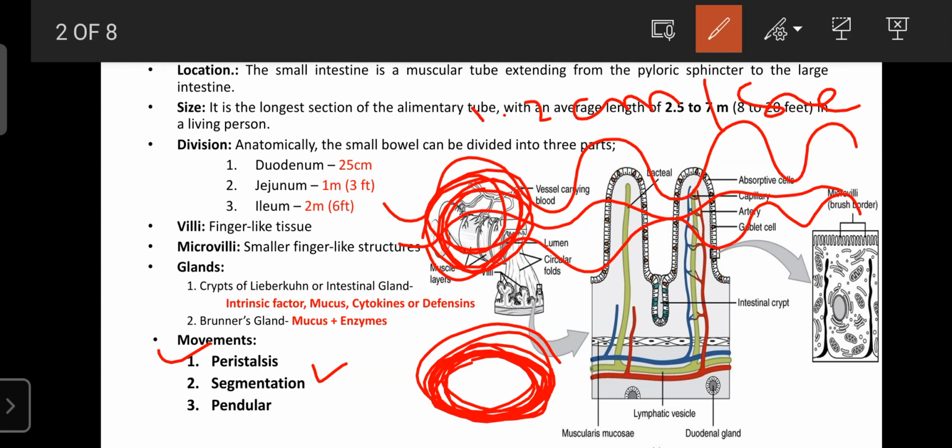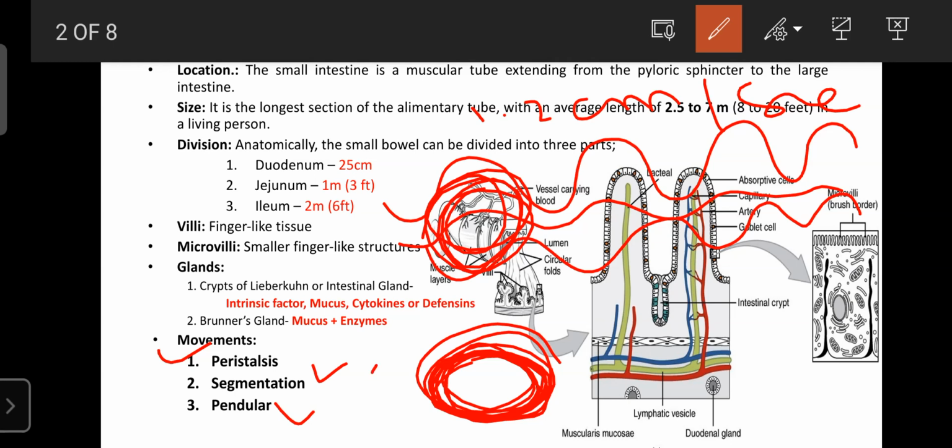It is myogenic. It means it is controlled by the muscles of the small intestine. That is the circular movement, not the propagation. That is why it is helpful for the mixing of the food in the small intestine with the intestinal juice or pancreatic juice, as well as the bile. And the next one is the third movement, known as the pendular movements.